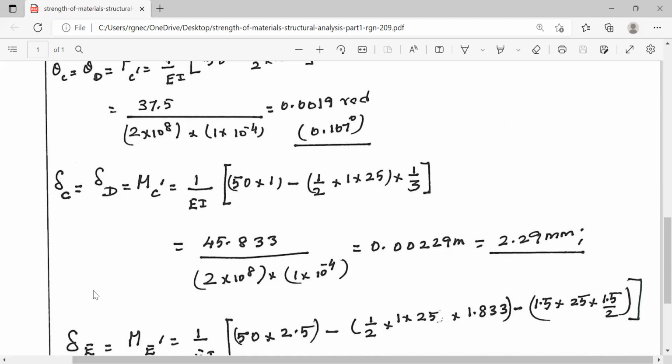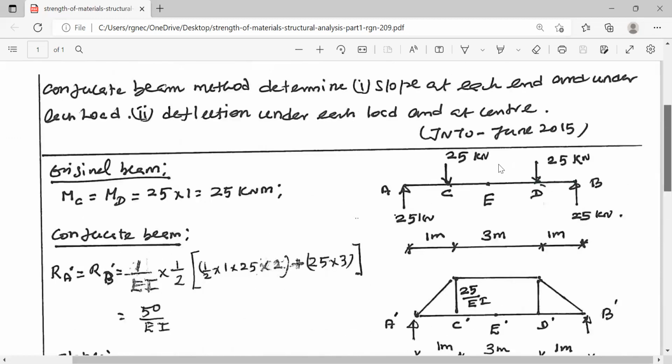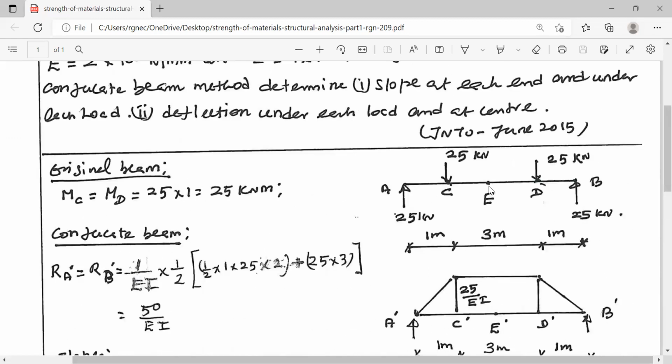Now we have to calculate the deflection at the center, that is, the deflection at E. Deflection is equal to the bending moment in the conjugate beam. Deflection at E is equal to the bending moment at E dash in the conjugate beam. The bending moment at E dash is contributed by three components. One is due to RA dash, with the lever arm of 1 meter plus the distance between C dash and E dash, that is 1.5 meter. So the lever arm for RA dash is 1 meter plus 1.5 meter, that is 2.5 meter.